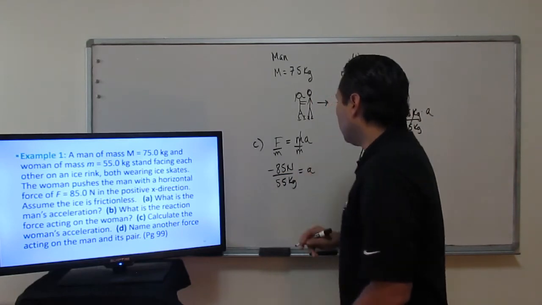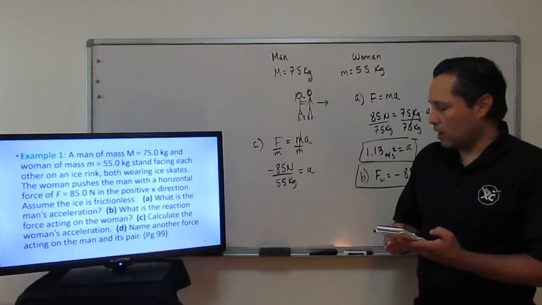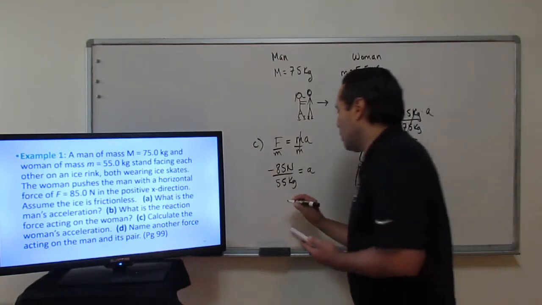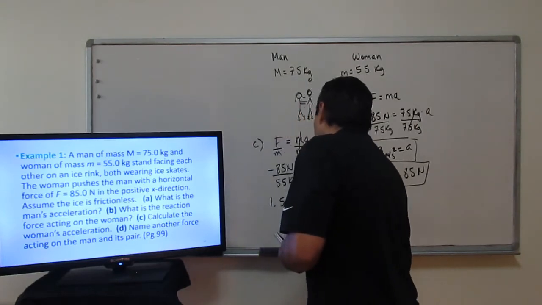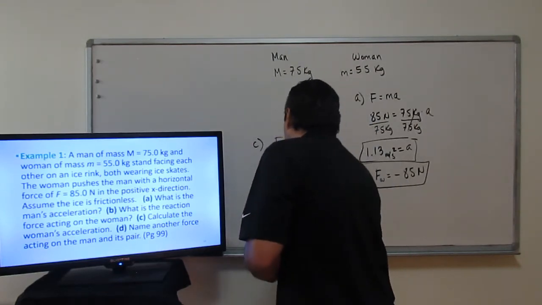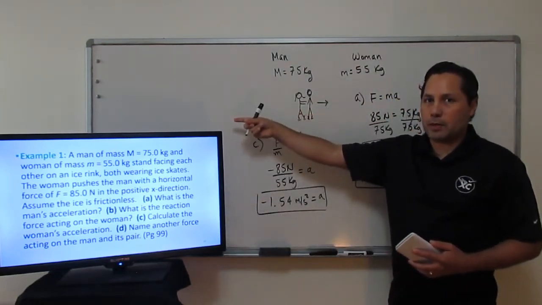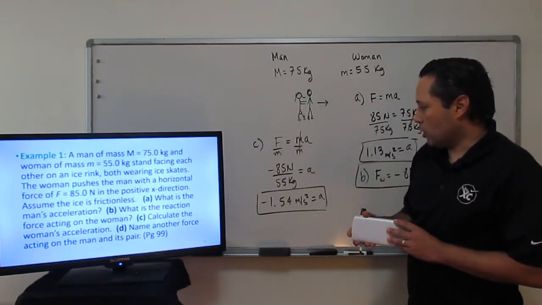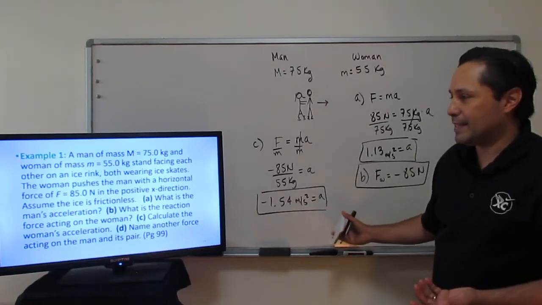And that's going to go ahead and give us her acceleration. So it's going to be 85 newtons divided by 55 kilograms. It's going to give us 1.54 meters per second squared in the negative direction because she pushed off, but she's going to go the opposite direction because the force is acting on her in the opposite direction. So there you go, it is negative 1.54. That is the answer for part C.